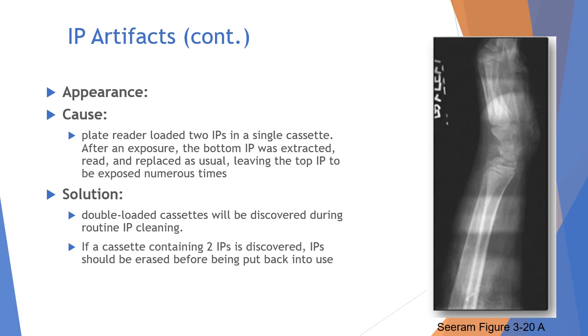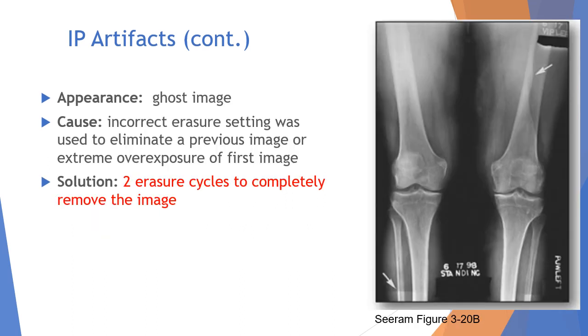The appearance in this one could be like a flag appearance, I guess you could say, or a Freddy Krueger sweater. The cause is the plate reader with 2 loaded imaging plates in a single cassette. After the exposure, the bottom imaging plate was extracted, read, and replaced as usual, leaving the top imaging plate to be exposed numerous times. So double loading of the cassettes can be found during cleaning. And if there's 2, then the imaging plate should be erased before being put back into use.